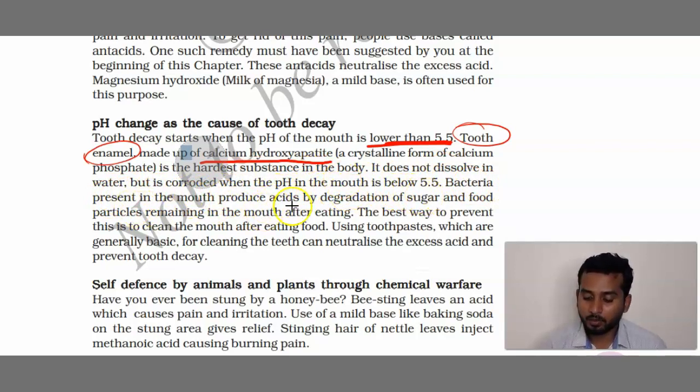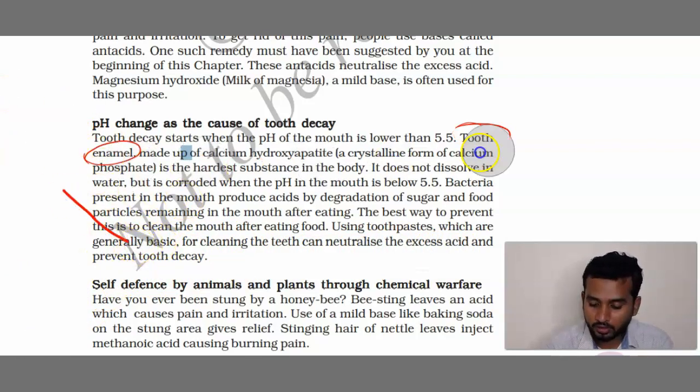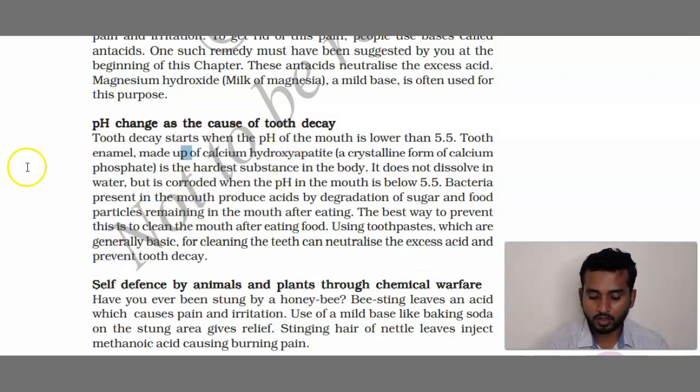So bacteria present in the mouth produce acid by degradation of sugar and food particles remaining in the mouth after eating. The best way to prevent this is to clean the mouth after eating food using toothpaste, which is generally basic for cleaning teeth, and can neutralize the excess acid and prevent tooth decay. You can just read that paragraph. Is this clear? Done? Okay.